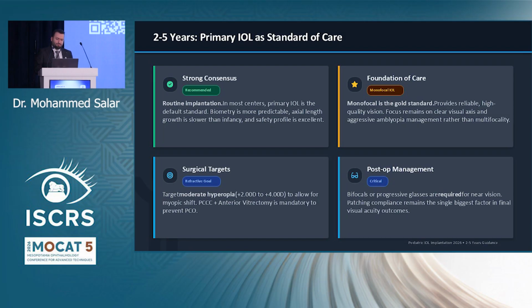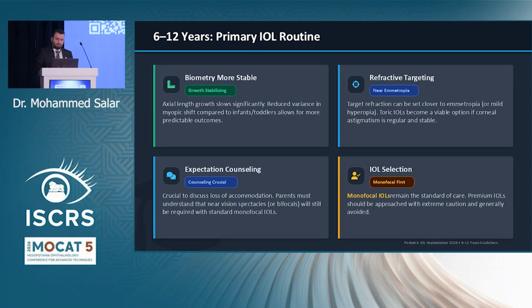From 6 to 12 years, the primary IOL is routine, because the axial length is more stable, with reduced variance in myopic shift compared to infants and toddlers. It is crucial to discuss with the family that there is loss of accommodation, and parents must accept that their children will need bifocal glasses for near. We will always put the patient on a target refraction closer to emmetropia in this age group.